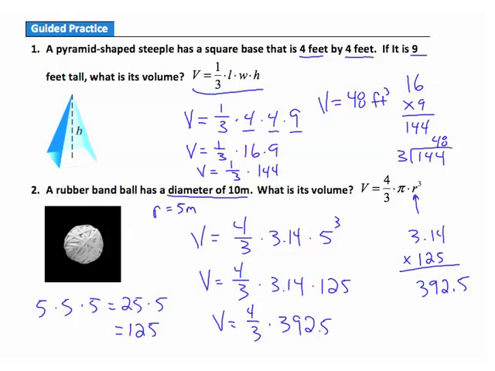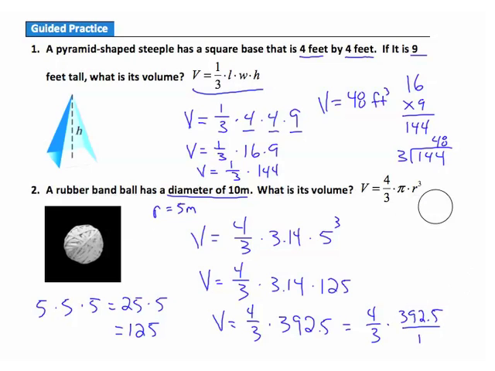And now we need to take 392.5 and multiply by 4/3. So what we're going to do is we're going to take 4/3 and we are going to write 392.5 as a fraction. So that's 392.5 over 1. Now to do this multiplication, we're going to multiply 392.5 by 4 and then divide that by 3. And so the first thing we do is we multiply that by 4.